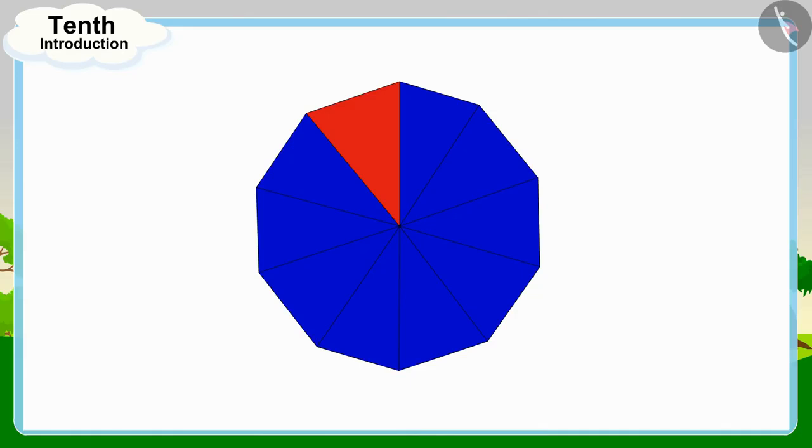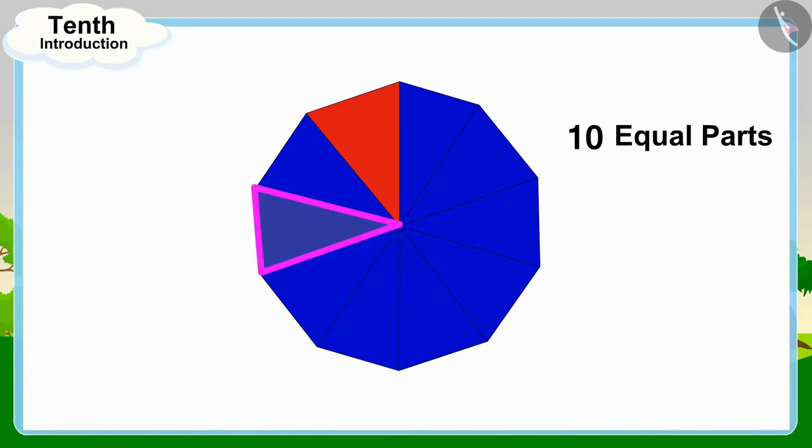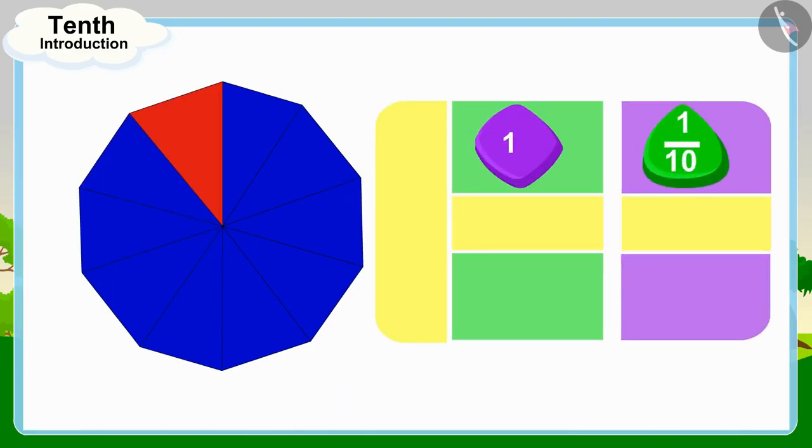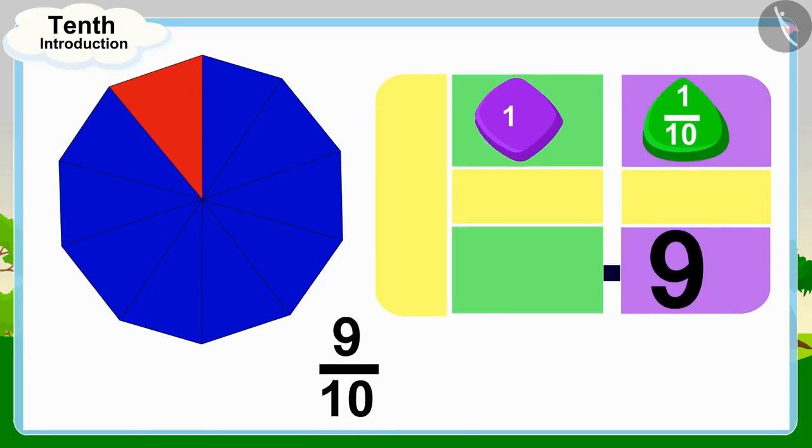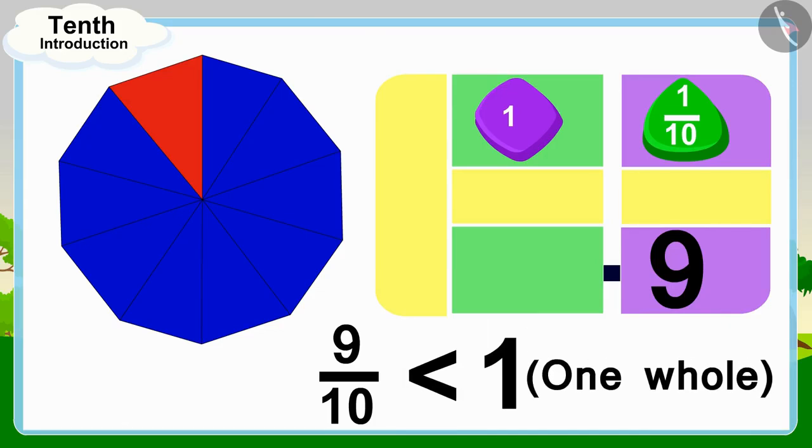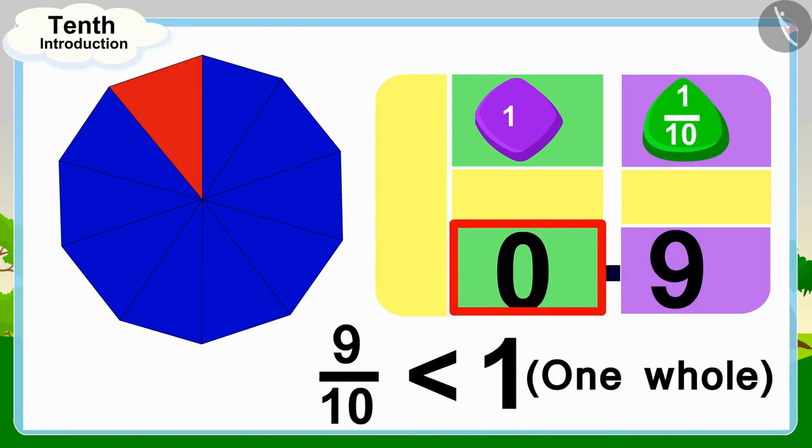Golu has colored 9 out of the 10 parts of the flower. Because our whole is divided into 10 equal parts, we will first write the decimal point in this way. Now Golu has colored 9 parts of this whole. Therefore, we will write the number 9 after the decimal point. And because 9/10 is less than 1 whole, we will write 0 in the units place before the decimal point.